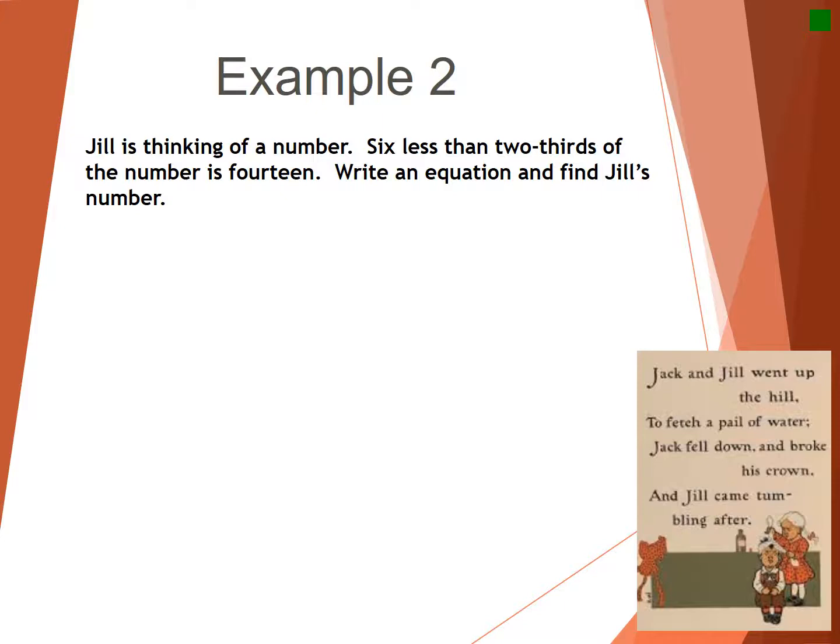All right, Jill is thinking of a number. Jack and Jill went up the hill to fetch a pail of water. Okay, 6 less than 2/3 of the number is 14. Write an equation and find Jill's number. So we're going to let J equal Jill's number. Okay, so now we're looking for the word is. Remember I said is always equals. So we know it equals 14.